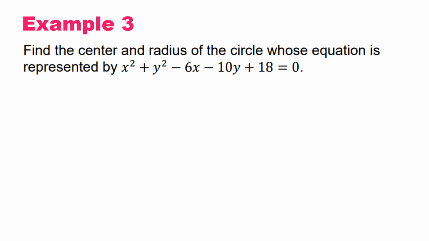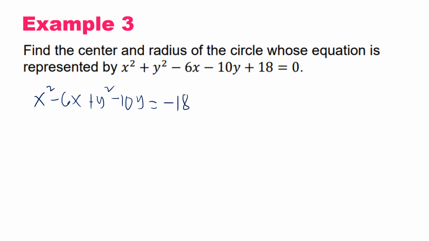So from this, we need to group all the numbers or all the terms with x. So dito, magiging x squared minus 6x yan. Tapos yung y squared naman, igugrupo mo doon sa may y. So that would be plus y squared minus 10y. Tapos yung 18 natin will be transposed to the other side of the equation. So ito po ay magiging negative 18.